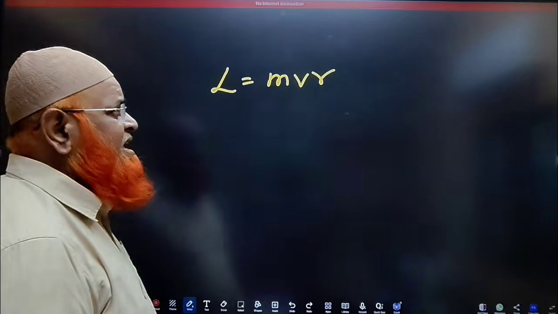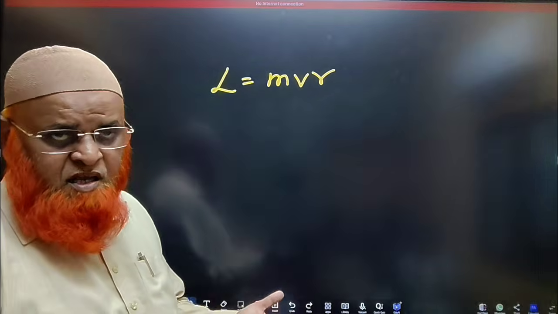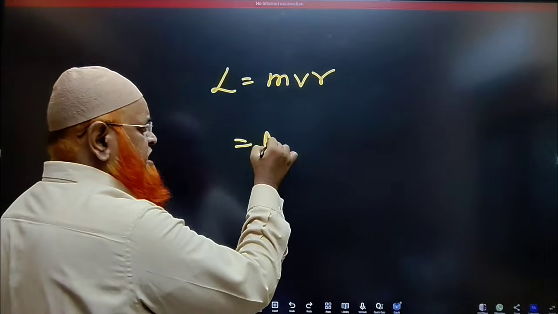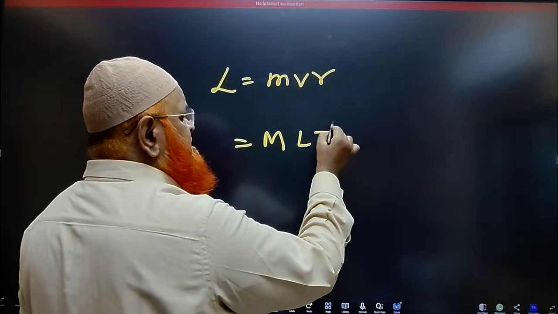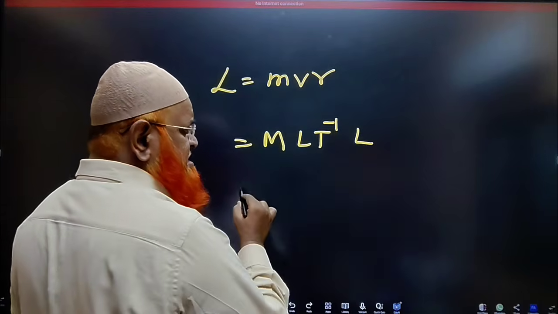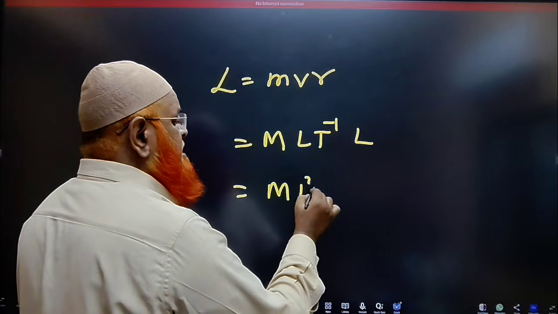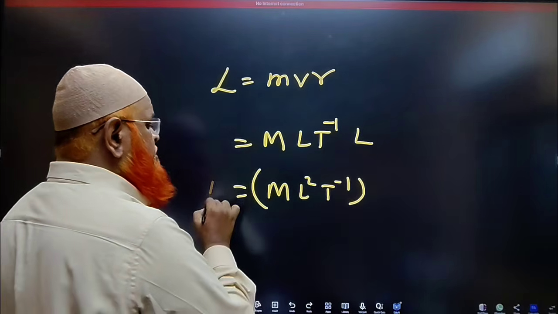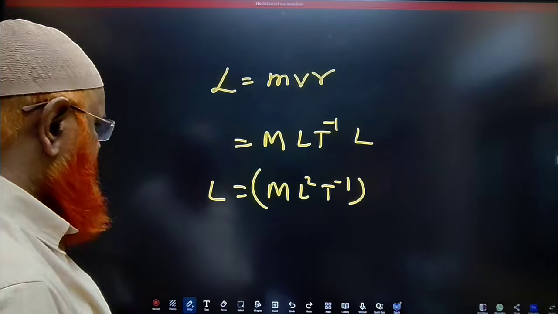Angular momentum. Angular momentum is given by MVR. It is there in chemistry. Angular momentum is quantized. MVR. So the dimension for M is M only. V is nothing but L t to the power minus 1. R is nothing but L. So M L square T power minus 1 is the dimensional formula for angular momentum.